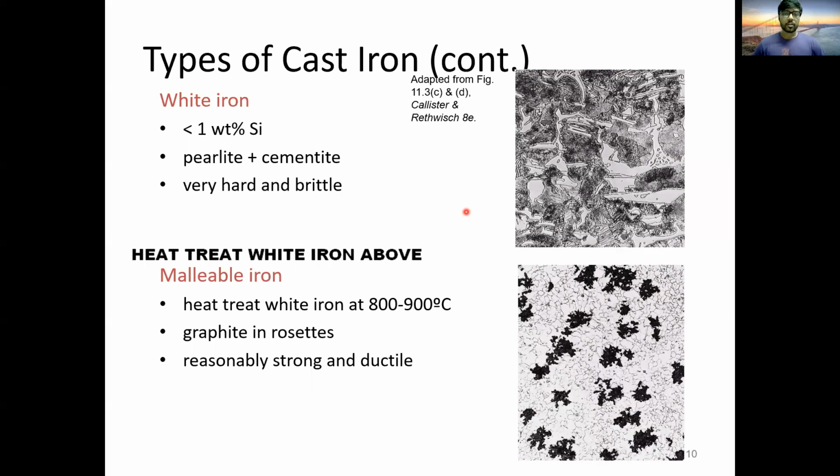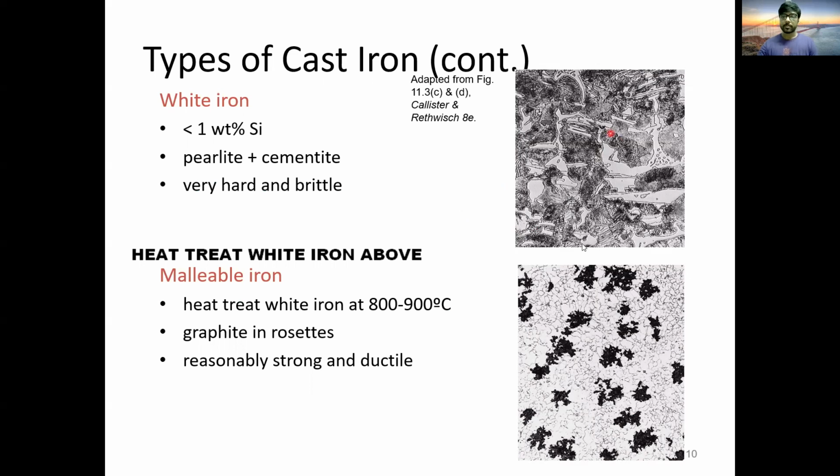So there are a lot of types of cast irons. Cast irons can be classified into five different groups. One is white cast iron. White cast iron usually contains less than 1% of silicon. And these structures are formed generally using pearlite and cementite, which we already discussed in the phase diagram, but you already know about those terms, pearlite and cementite. Usually they are very hard and brittle.